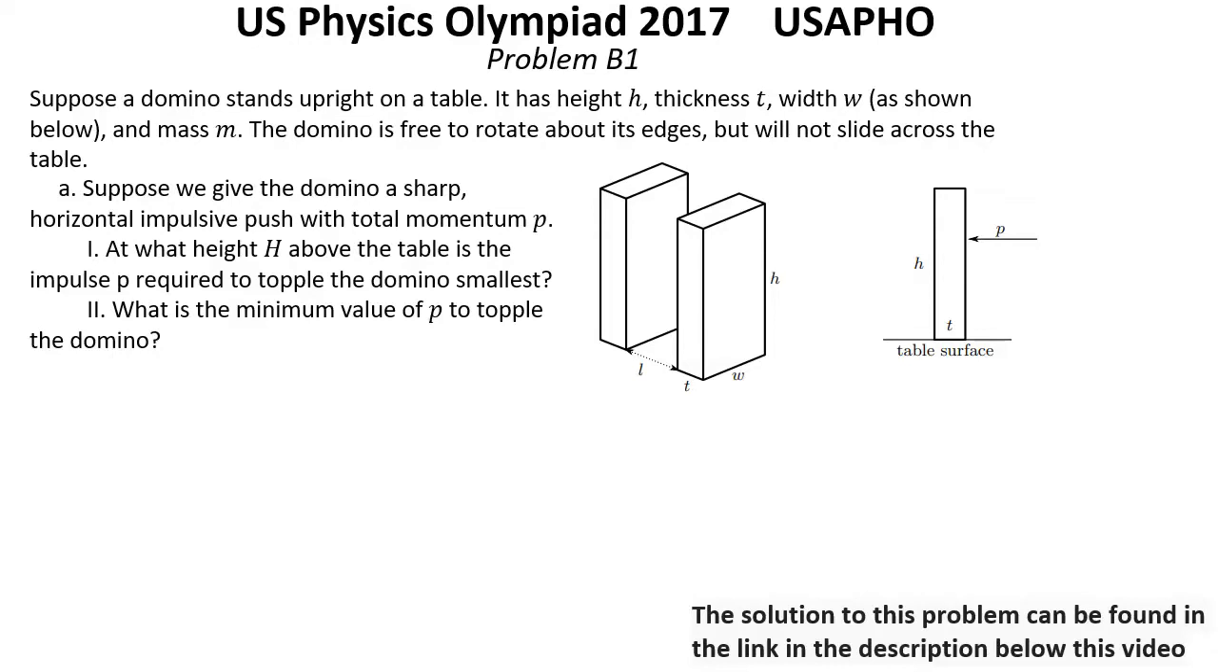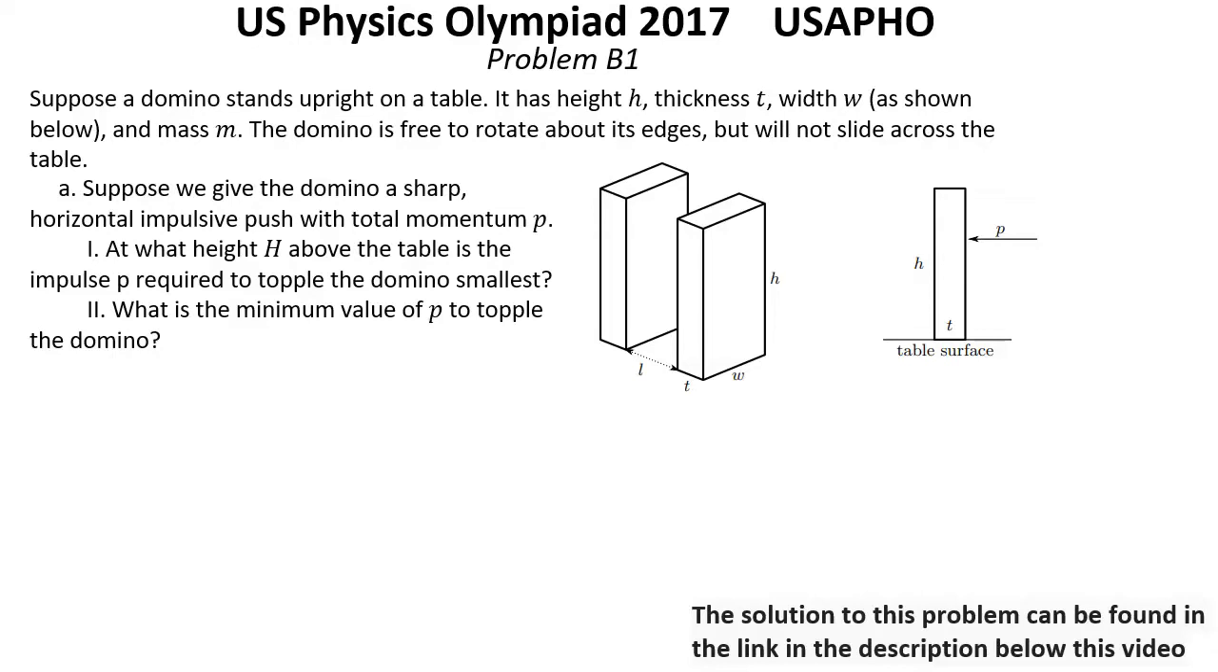Question A. Suppose we give the domino a sharp horizontal impulsive push with a total momentum p. Question 1. At what height H above the table is the impulse p required to topple the domino smallest? Question 2. What is the minimum value of p to topple the domino?